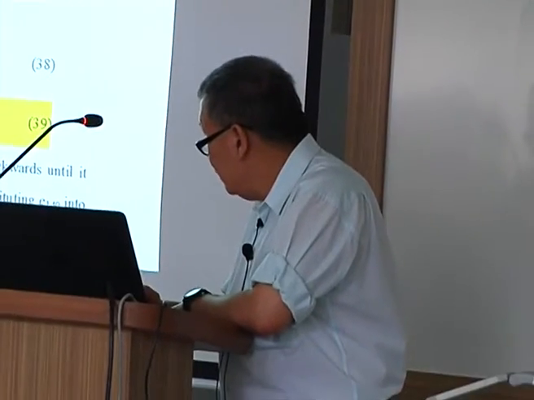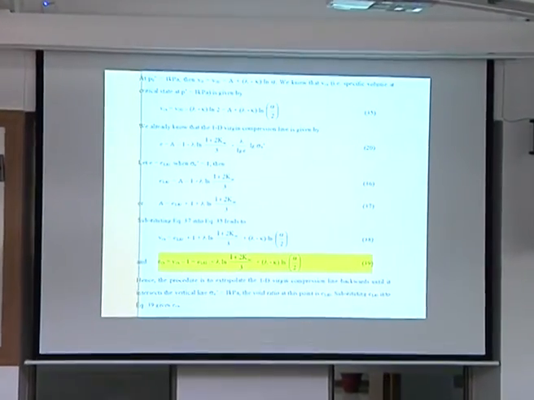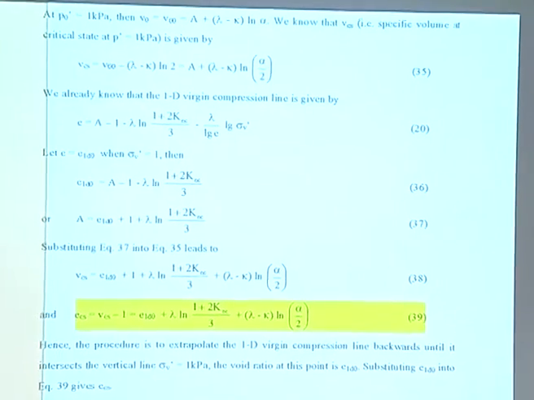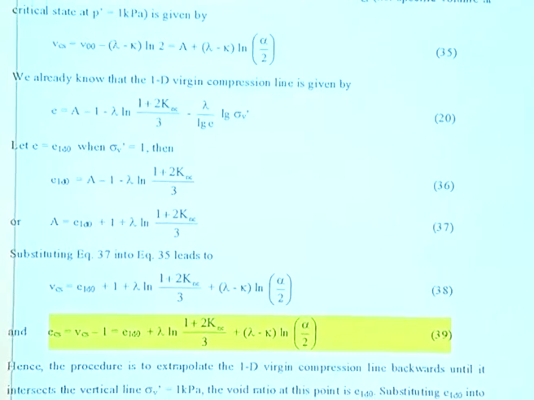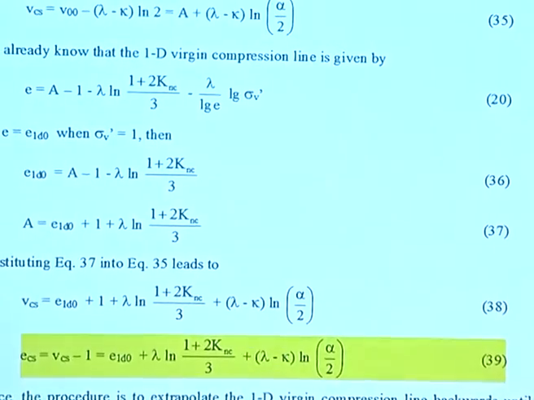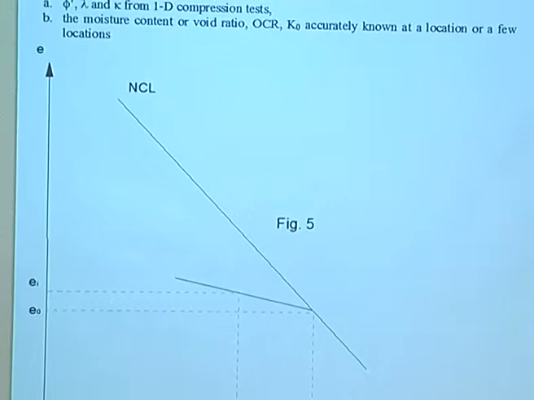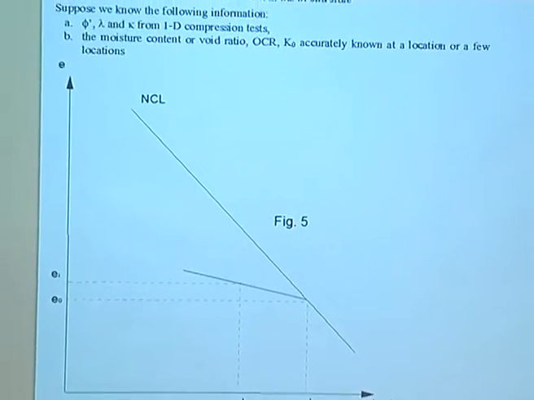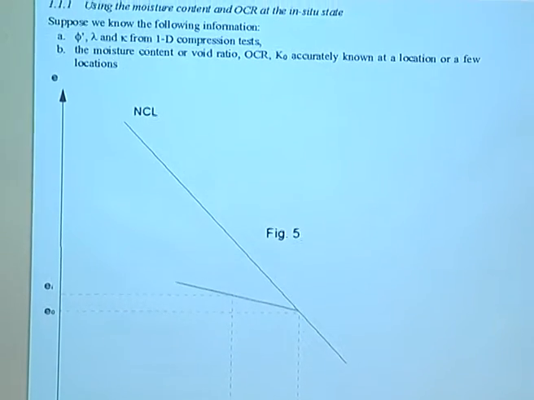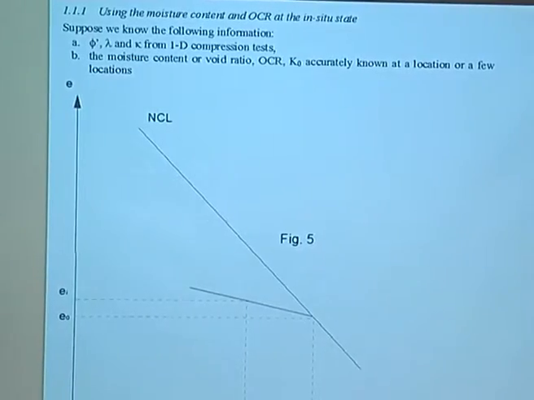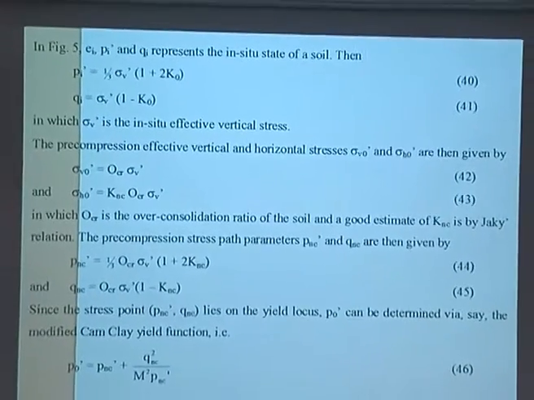Okay, basically you've got to crunch out this formula, and you have to project the one-dimensional consolidation curve backwards to 1 kPa to get to e1D0. So there's quite a bit to calculate. Now the simplest one is to use moisture content and the overconsolidation ratio at the in-situ state, which is also doable, and this is the way Abaqus does it. So Abaqus doesn't ask you for the ECS.